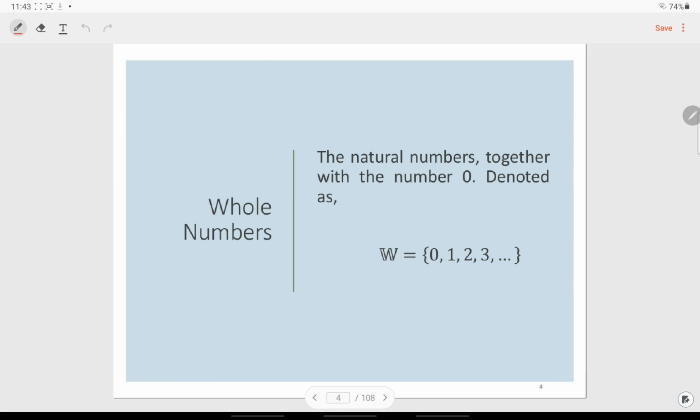Alright, now we move to the second set, which is the whole numbers. So basically, whole numbers is the natural numbers together with an additional element, which is 0. So we have 0 as the additional element. Whole numbers is denoted by capital W.